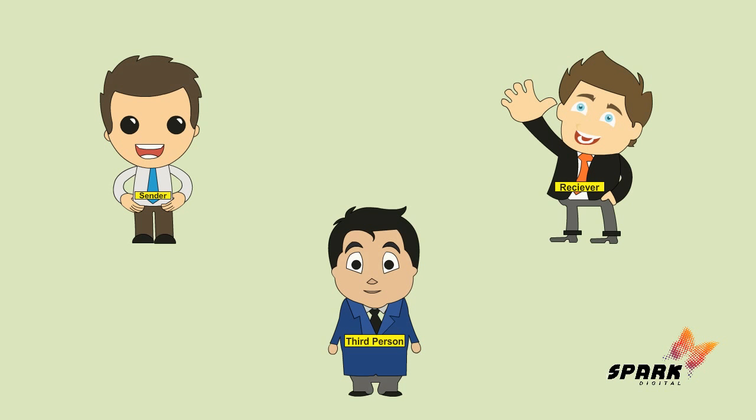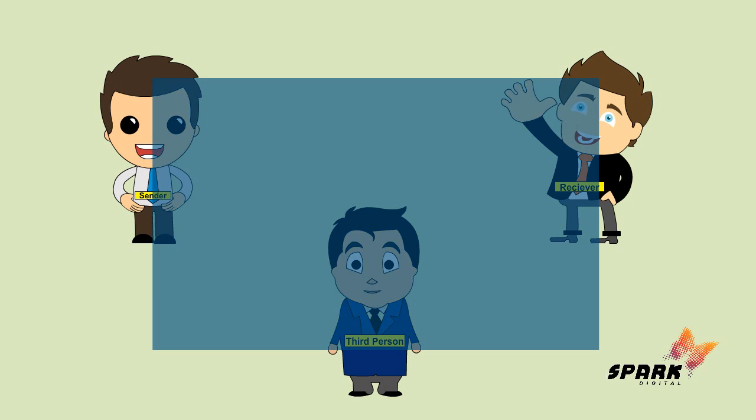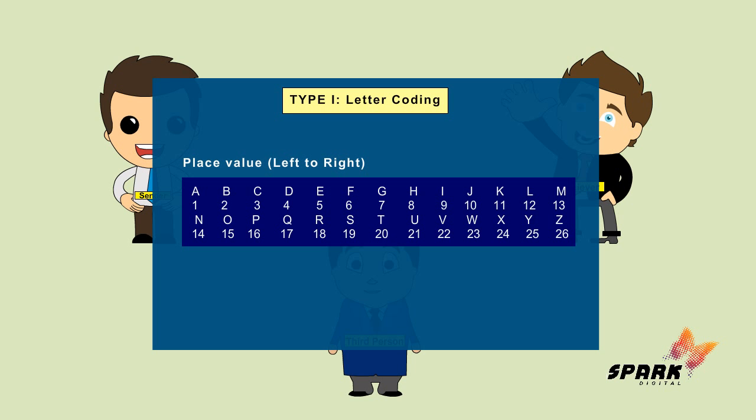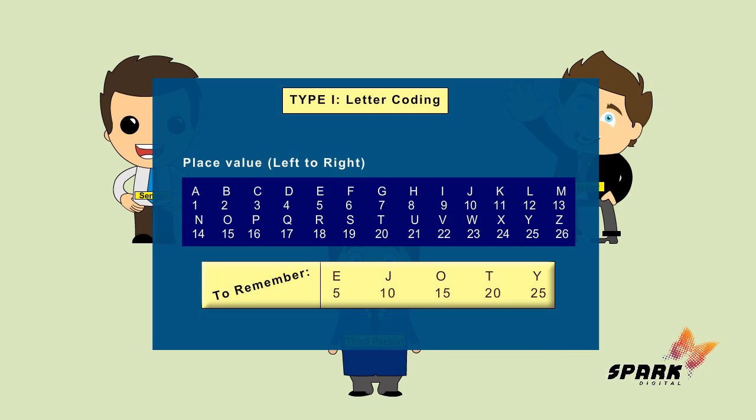We will study 5 different types of coding. Type 1. Letter coding. It's always easier to handle numbers than the alphabets. So if there are questions on alphabet coding, it's better to use this table to decipher the code. Students must remember the place value of E, J, O, T and Y.